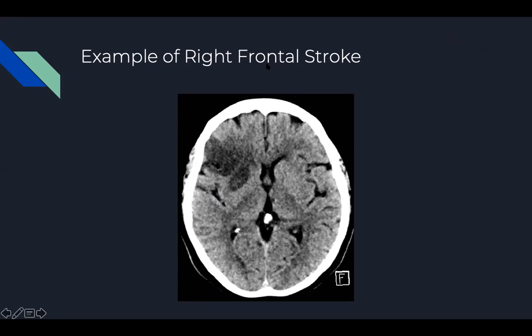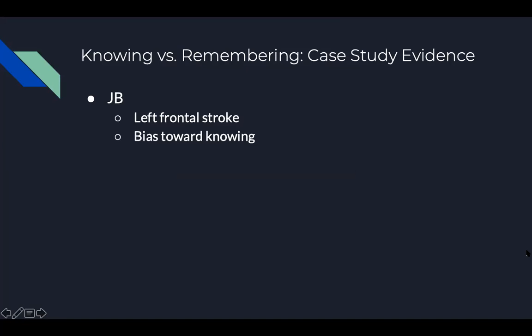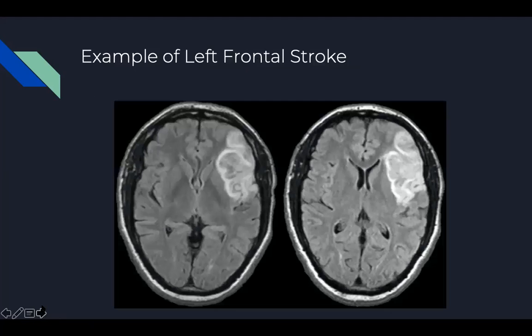And so then we're going to move on from BG, and we're going to talk about another case study. There's a case of a man whom the researchers called JB, his initials. He had an aneurysm in his left frontal lobe. So BG had the damage in his right, and JB had it in his left.